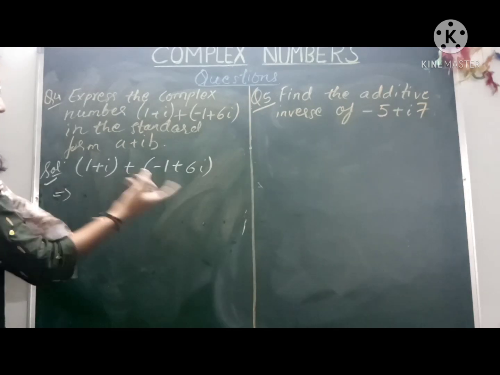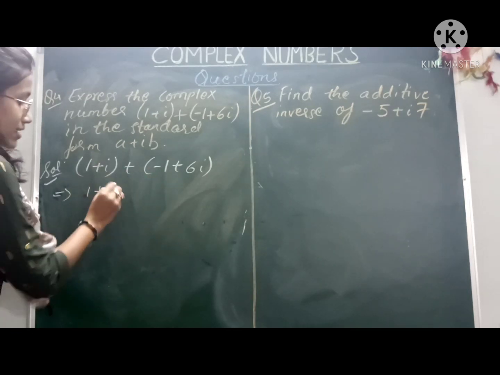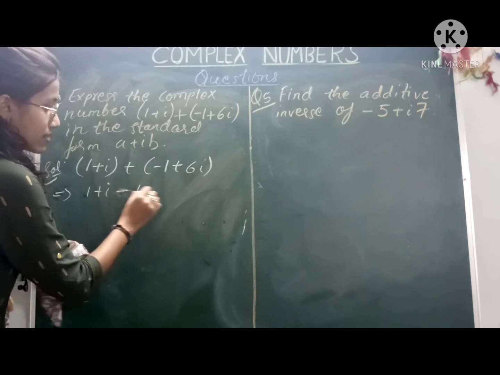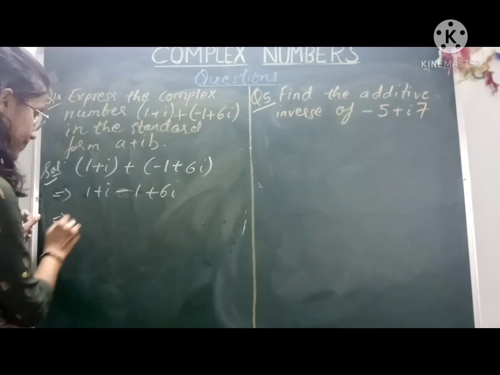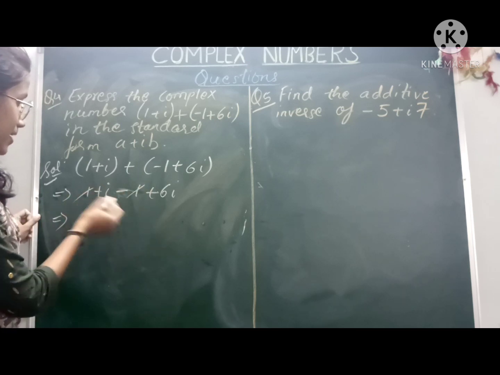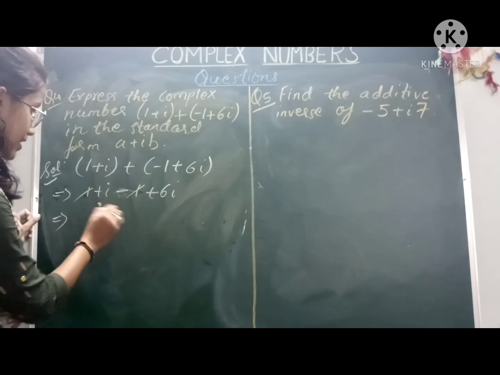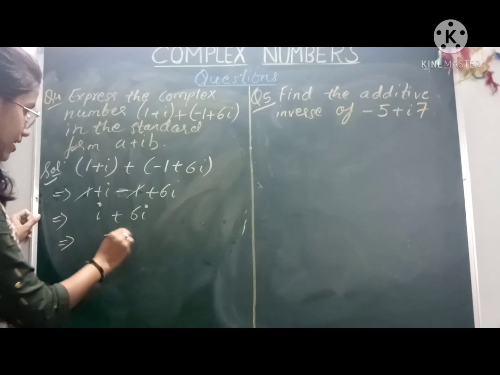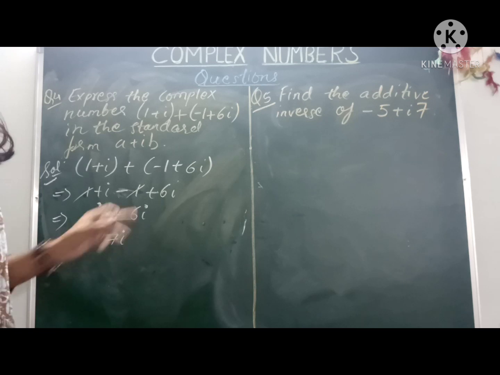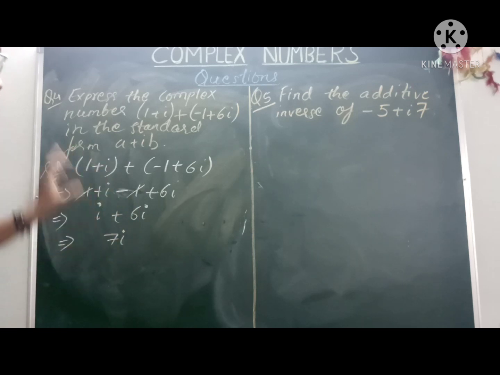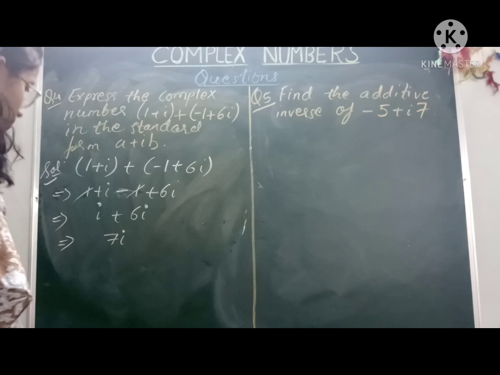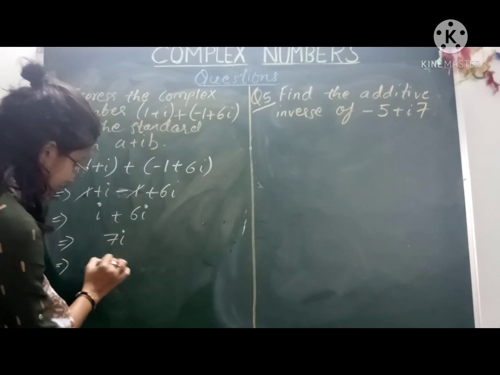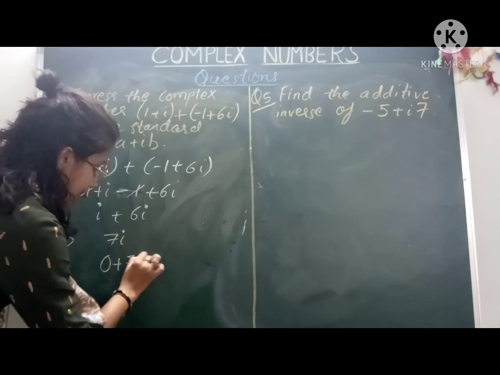Okay. Now we will solve it as usual. Open the bracket. Plus minus is minus 1 plus 6i. Okay. This is cancelled, plus 1 and minus 1. What is left? 1i plus 6i. Okay. We will get it as 7i. Now they have asked you to write it in the standard form of a complex number. So it is only the imaginary part. There is no real part. So write it as 0 plus 7i.